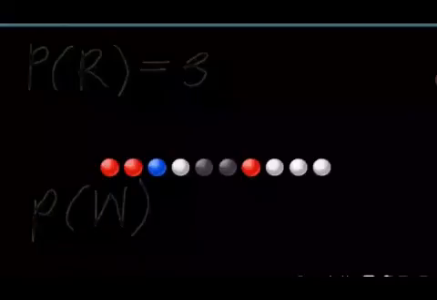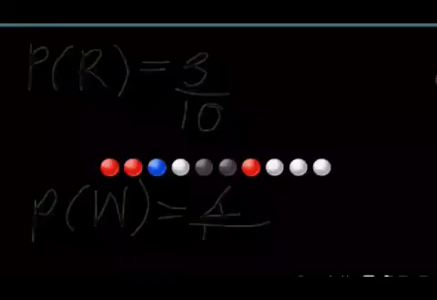P(R), where R represents red, is equal to 3. So the same applies to white. P(W) is equal to 4. Then all this is out of 10 because probability is from 0 to 1.